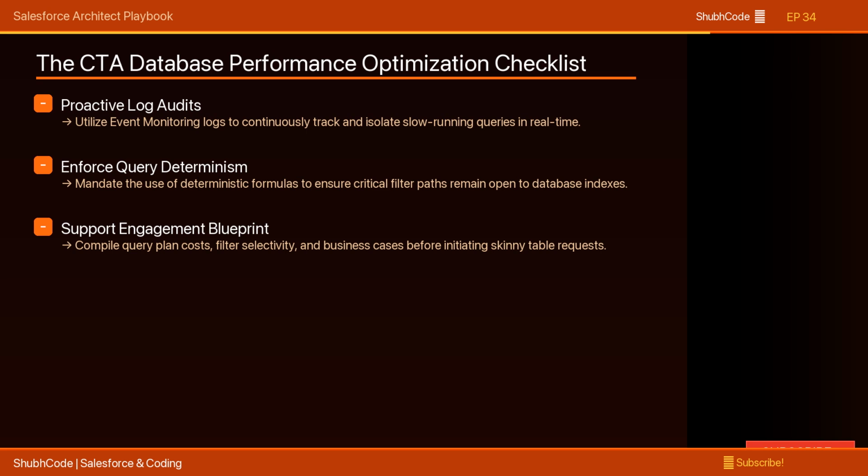Third, design your data model from day one to avoid non-deterministic formula fields and query filters, ensuring your fields remain indexable. Fourth, when preparing to request a skinny table, carefully document your query patterns and verify that your target fields do not exceed the 100-column limit. By treating database performance as a core architectural tier rather than an afterthought, you will build highly resilient, lightning-fast Salesforce implementations that easily scale to hundreds of millions of records.